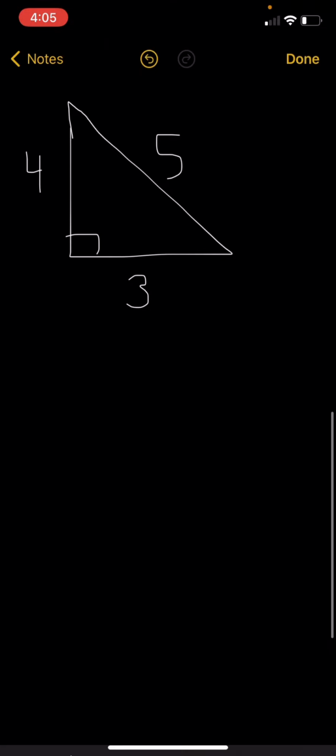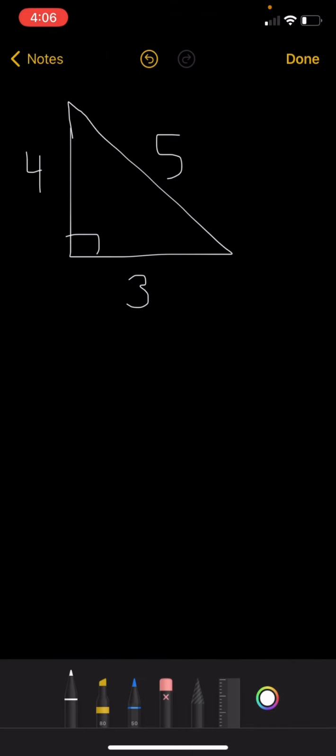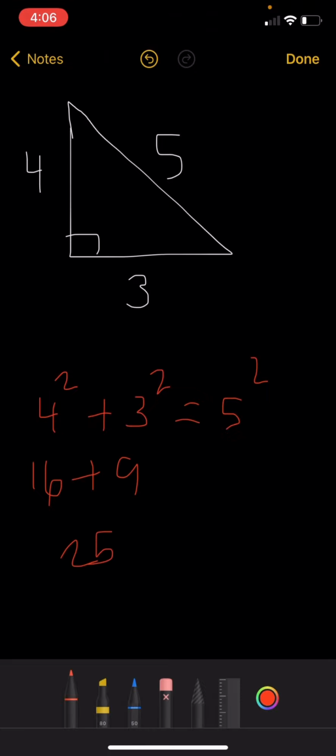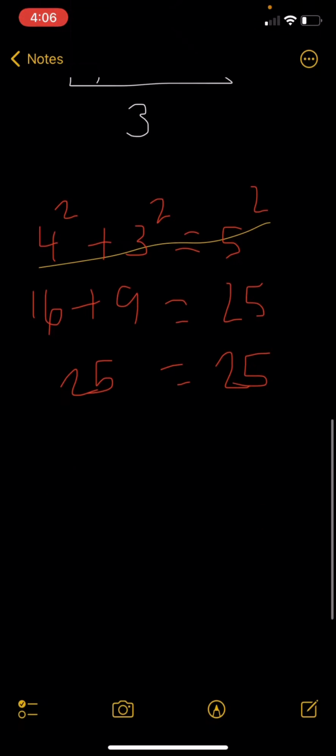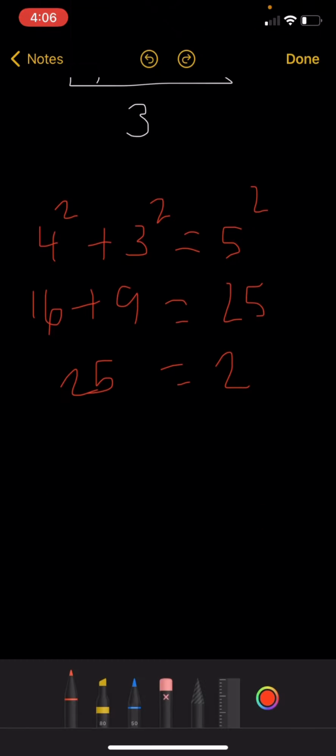Based on this, we could prove that these lengths are correct by using the Pythagorean theorem. So we have 4 squared plus 3 squared equals 5 squared. 4 squared is 16, and 3 squared is 9, and that gets us 25. And our 5 squared over here is also 25. So we know that it is equal to each other. Let's use a different color to indicate this. But let's say we weren't to know our hypotenuse, right?